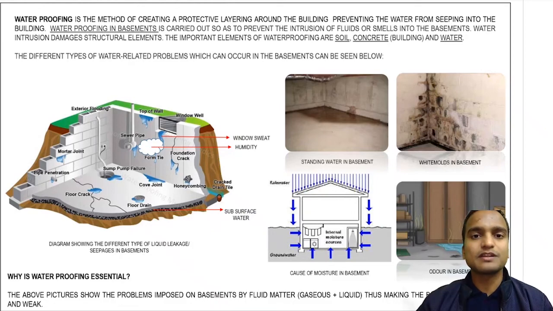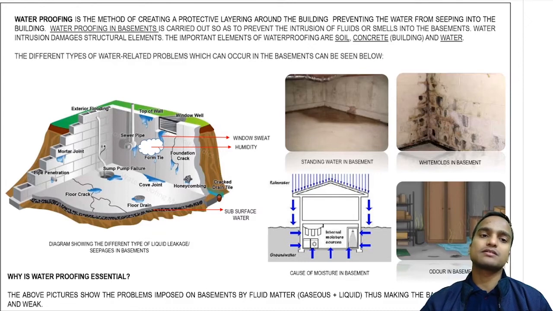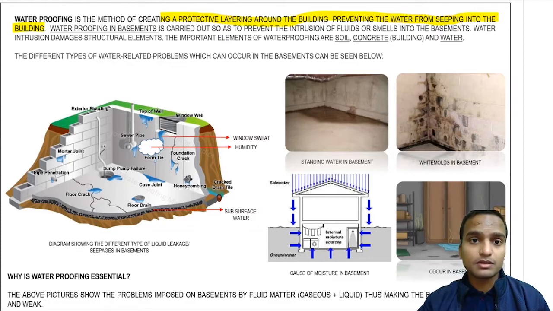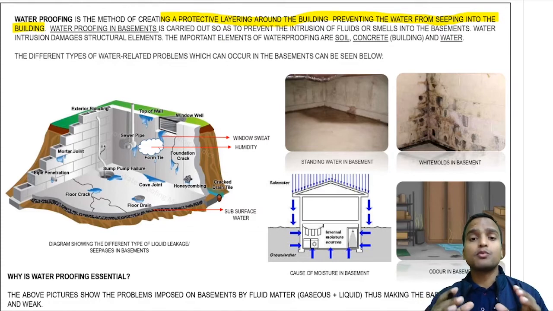Hello and welcome everyone. By now we have discussed waterproofing in different elements of the structure, and we have discussed that waterproofing is a method of creating a protective layering around the building, preventing the water from seeping into the building. And especially waterproofing in basement is very important because basement is the portion which is expected to bear all the loads that are coming from the superstructure, and it should be really very robust.